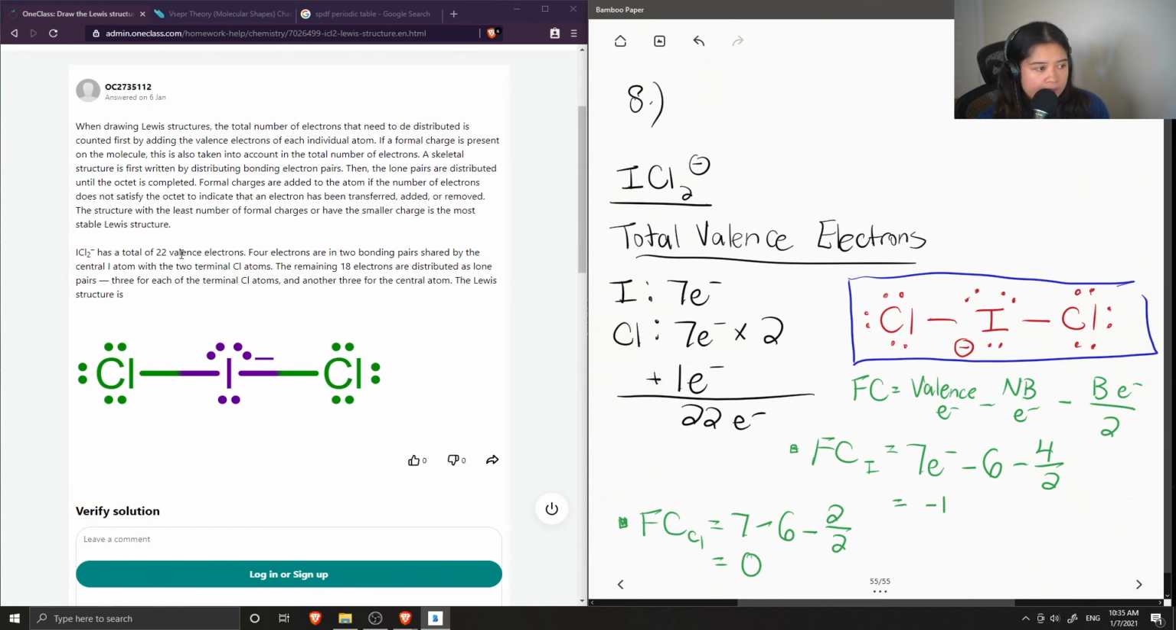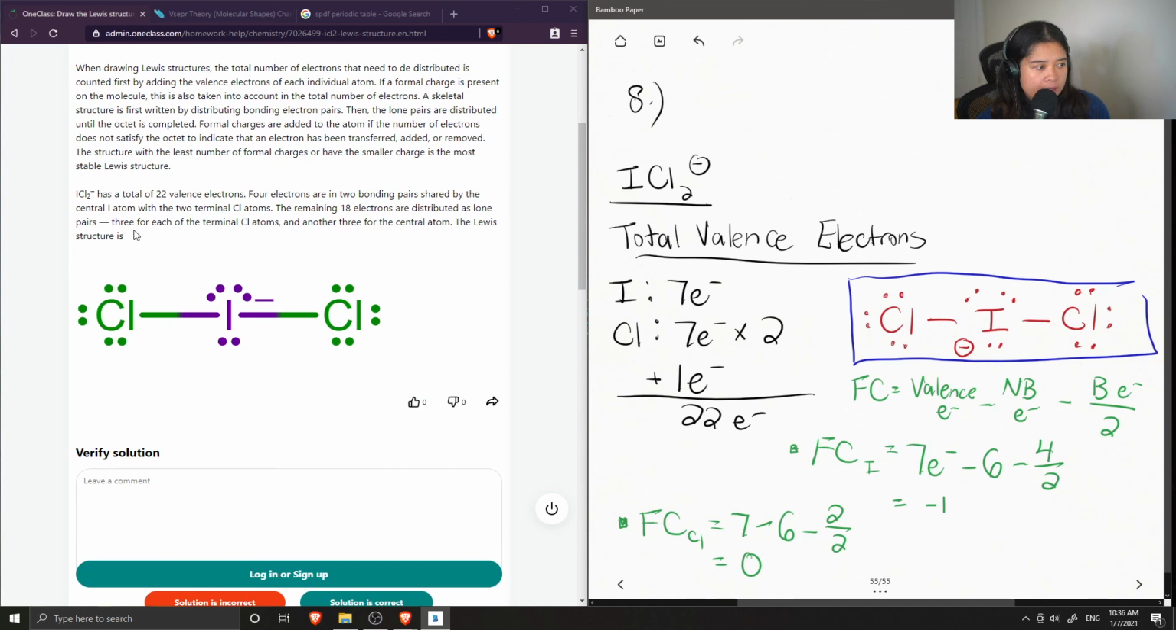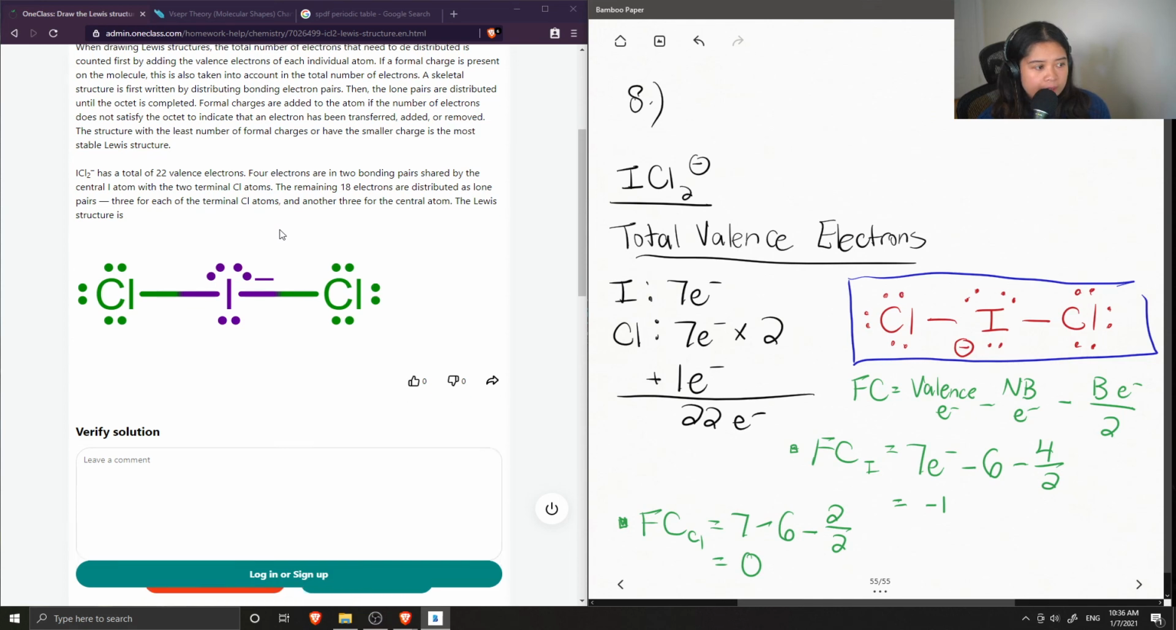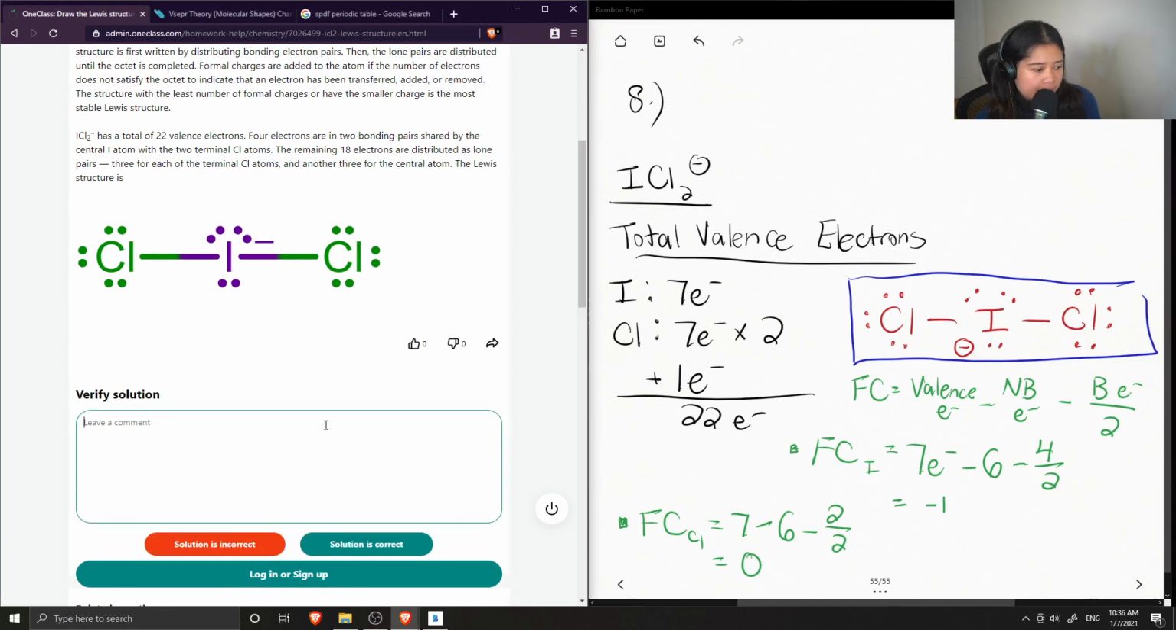Okay, so there are 22 valence electrons. 4 are in 2 bonding pairs shared by the central iodine atom and the 2 terminal chlorine atoms. The remaining 18 are distributed as lone pairs, 3 for each of the terminal chlorine and another 3 for the central atom. The Lewis structure is the following. Yep, so this solution is correct.